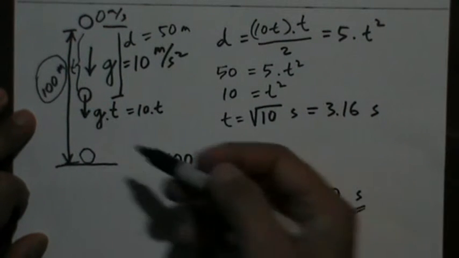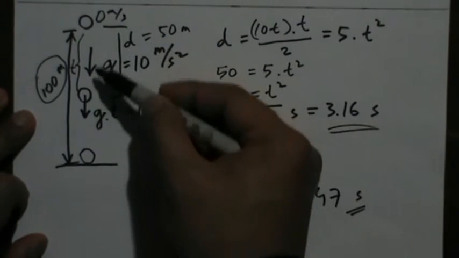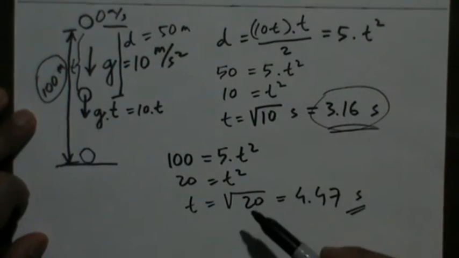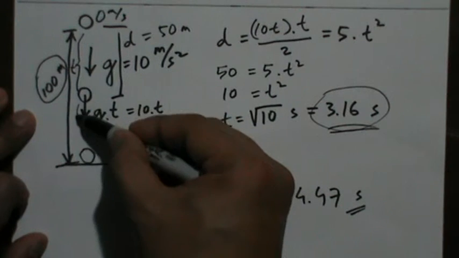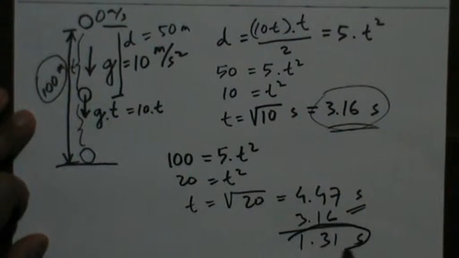So you can compare that the time needed for the first 50 meters is larger than the time for the second 50 meters, and that's around 1.31 seconds.